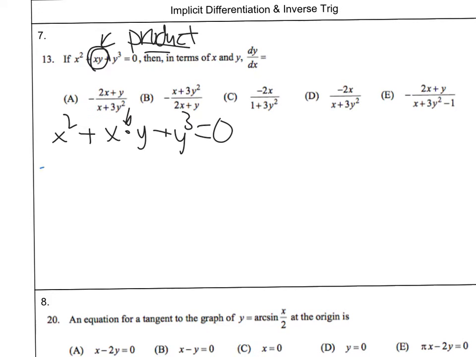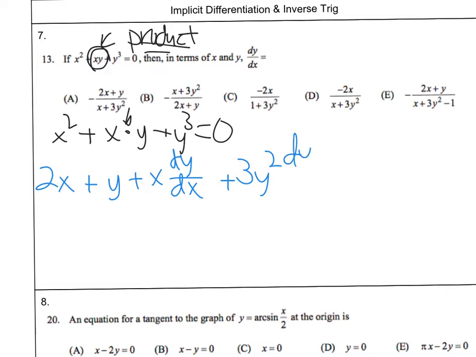So your derivative is going to be 2x. Derivative of the first is 1 times y plus x times the derivative of the second. I'm going to write dy dx just to emphasize the point. So derivative of y cubed is 3y squared dy dx. Plus x dy dx plus 3y squared dy dx.